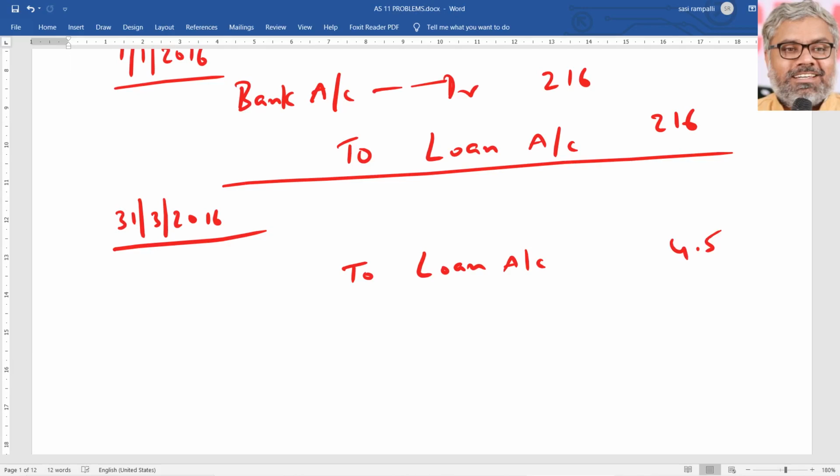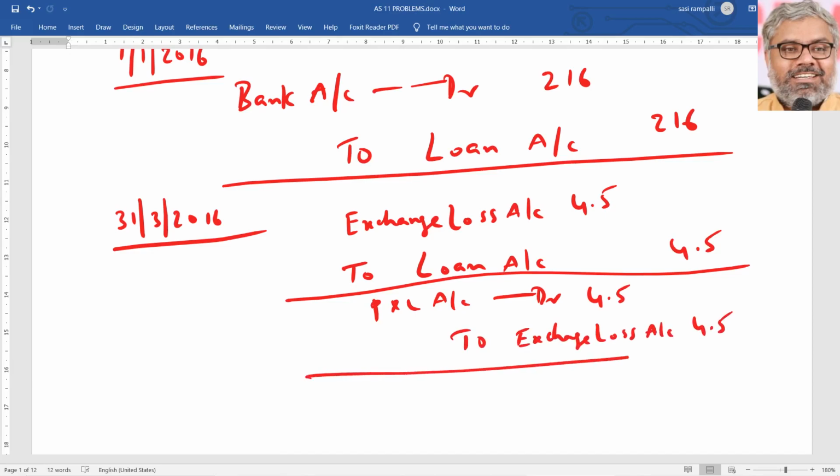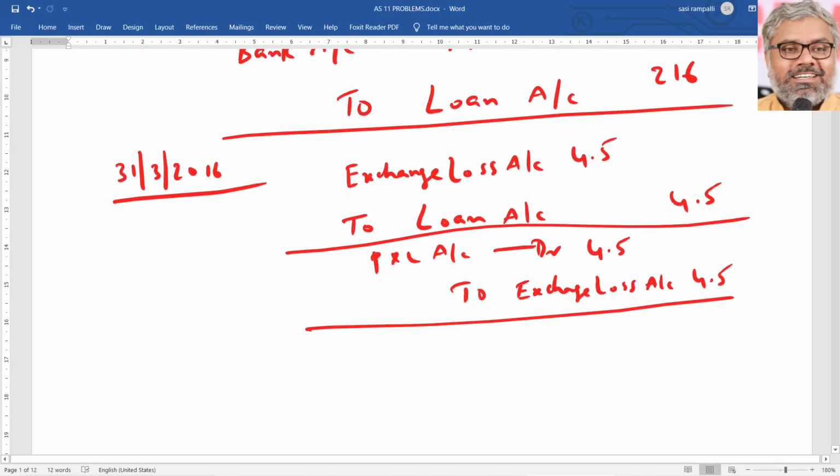So, for understanding purposes, let us call this as exchange loss account or exchange difference account, whatever name you can give. That is 4.5 lakhs. And then what happens on the same date? That exchange loss will be charged off to profit and loss account. So profit and loss account debit 4.5 lakhs to exchange loss account, 4.5 lakhs. So that is the net impact of the exchange difference that has been taken into account on 31st March 2016.